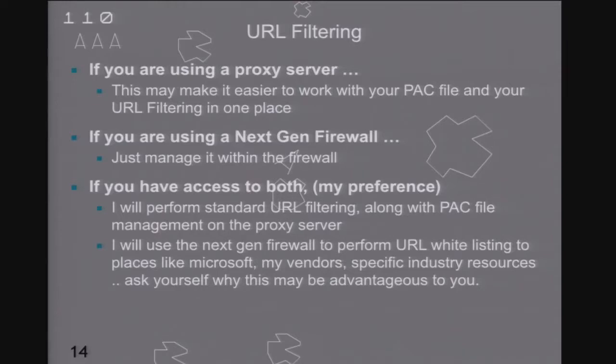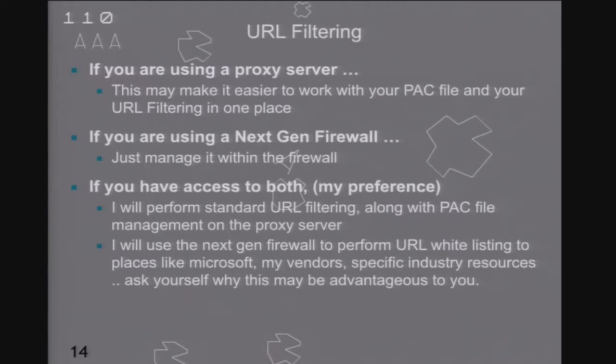If you're using that Next Gen Firewall, you have to manage URL filtering at the firewall. There are some pros and cons of that. I'm more of a proxy person. I like using the proxy. I find that it's a little bit more flexible, gives me a lot more options. Okay? If I have access to both, which is really what I like, I'll typically perform standard URL filtering along with PAC file management on the proxy server. So that's where I'll do my blacklist. That's where you can go out to news websites, but you can't necessarily go out and look at terrorism or the gambling or pornography or this or that, whatever that category is.